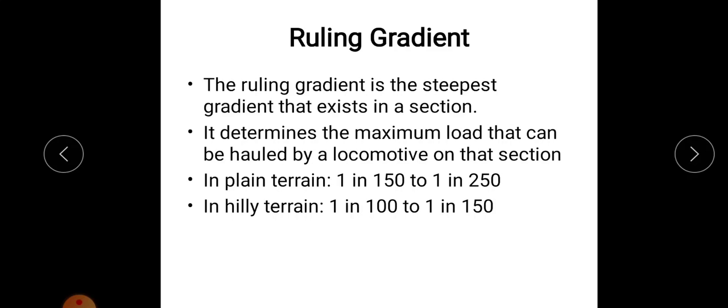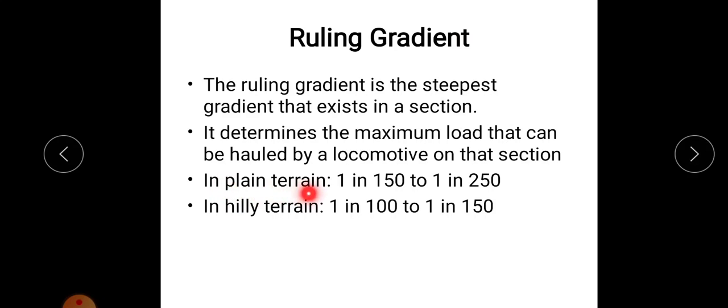Based on this ruling gradient, we can determine the maximum load that can be carried by a locomotive. Because if the gradient or the slope is very high, it is very difficult for a locomotive to carry the load. That is, through a steep slope, the load carrying capacity of the locomotive will be minimum. So based on this steepest slope, we are determining the maximum load that can be carried by a locomotive.